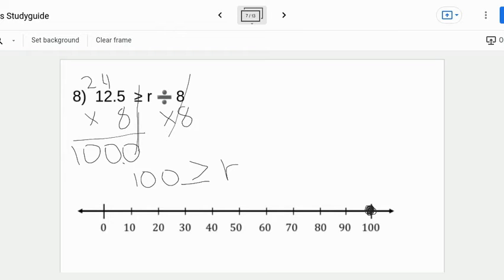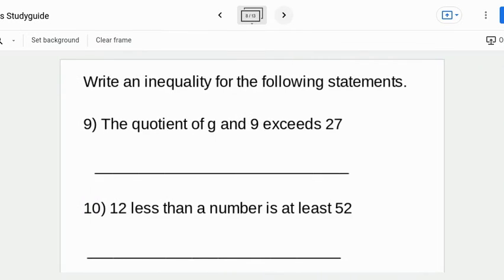And I want numbers. I'm looking right here, numbers that are less than r, or it's not eating the variable, so it has to go to the left. Okay, pause if you need to copy that down. And then we'll move on to number 9. Okay, number 9 and number 10 on here. It says write an inequality for the following statements.